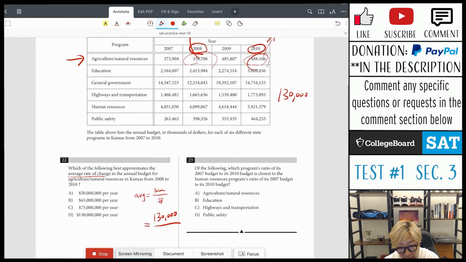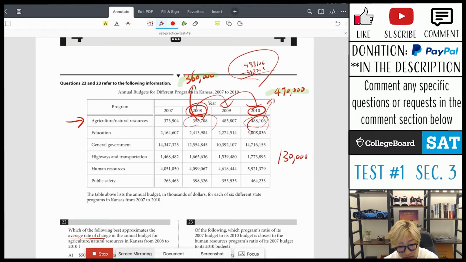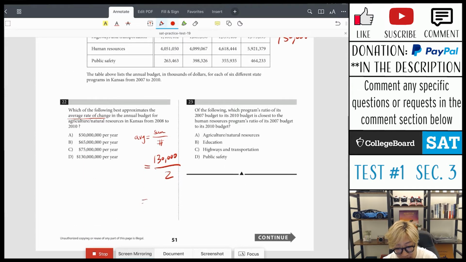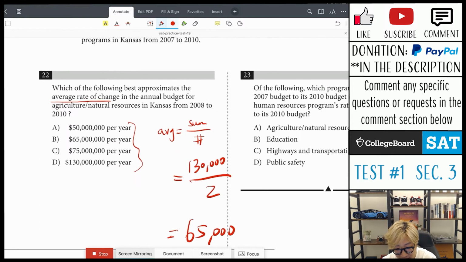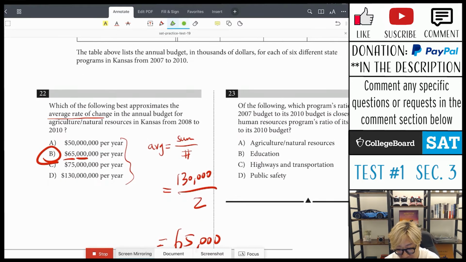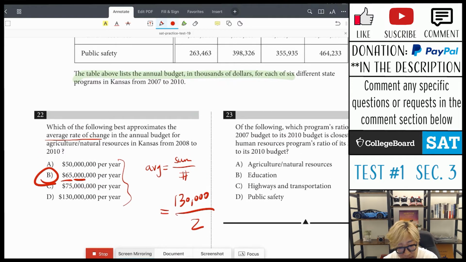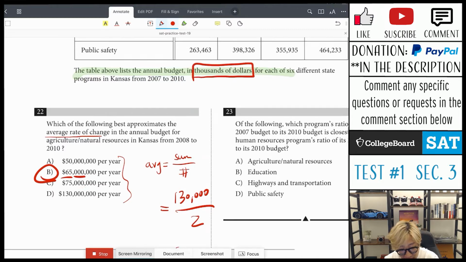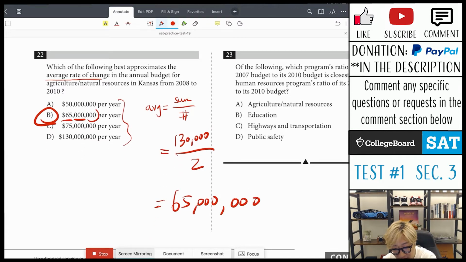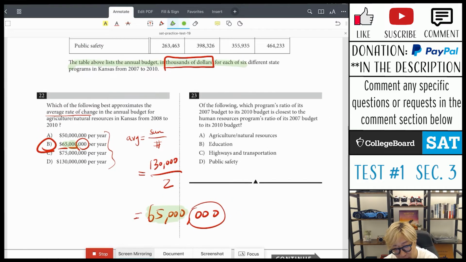130000 divided by how many years was that? 2008 to 2010, 2 years. So divide this by 2, and I guess 65000. Wait, where's my answer choice? Enough is enough. 65000. Some people might go, don't you need to make sure where the extra zeros come from? I don't know, maybe somewhere over here. You see that? The table above is in thousands of dollars. So maybe after I got this answer, I got to put an extra thousand, and maybe that's where it came from. My point is, I don't care. 65,000. Enough is enough.